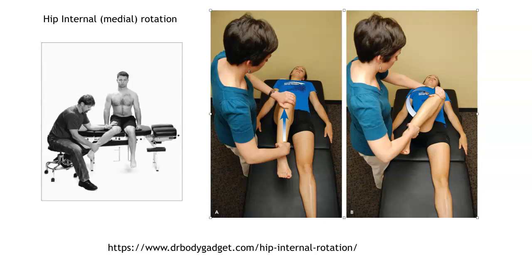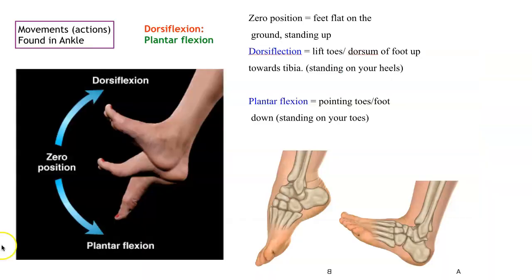So as we learn the knee joint more, you'll understand that too. So let's go on to movements of the ankle. So these are actions found in the ankle. We call them dorsiflexion and plantar flexion.